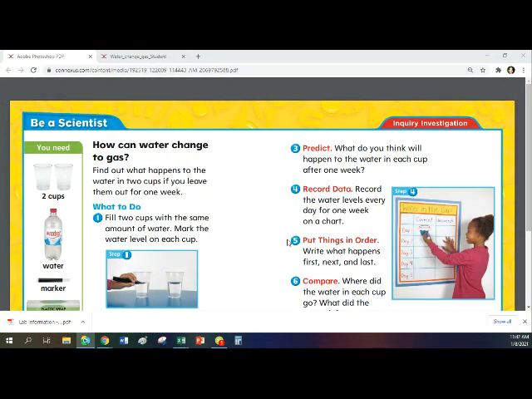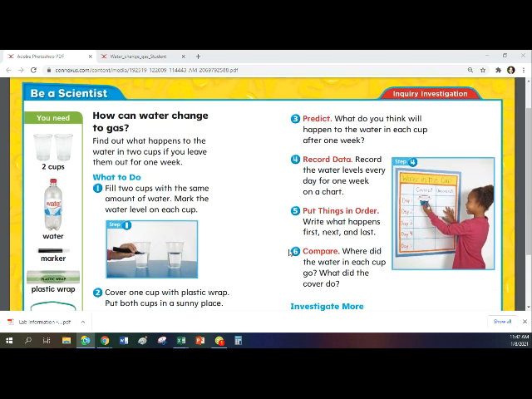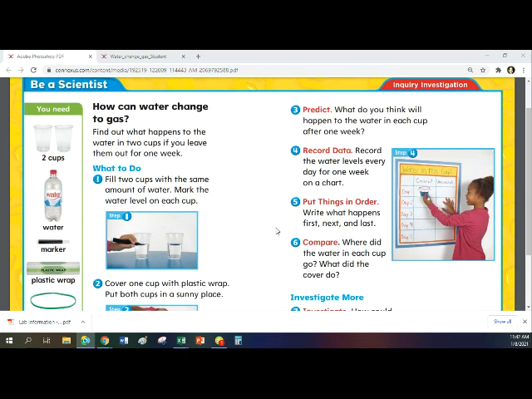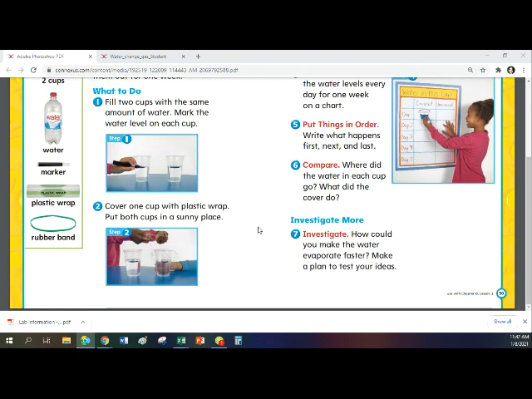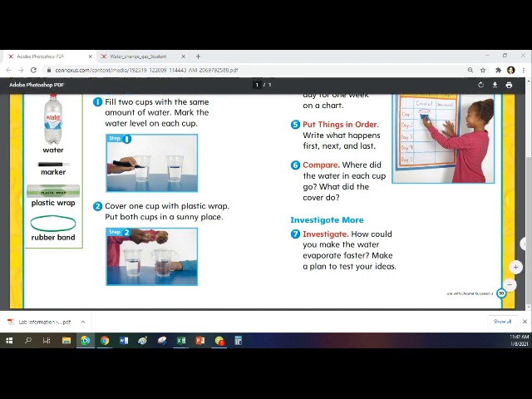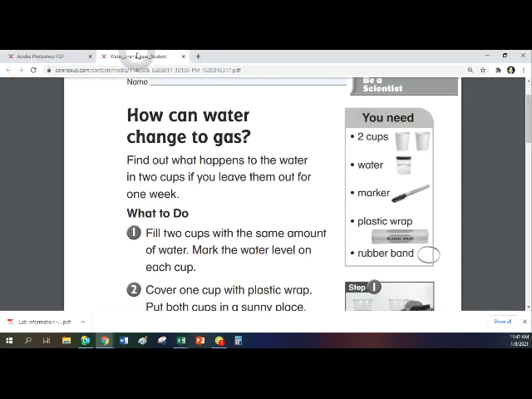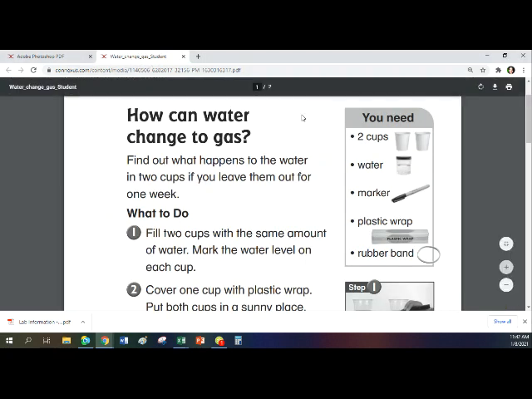Number 5 says put things in order, write what happens first, next, and last, and compare. Where did the water in each cup go? What did the cover do? So we're going to look at the worksheet and we're going to answer some of those questions. How can water change to gas? Find out what happens to the water in 2 cups if you leave them out for 1 week.